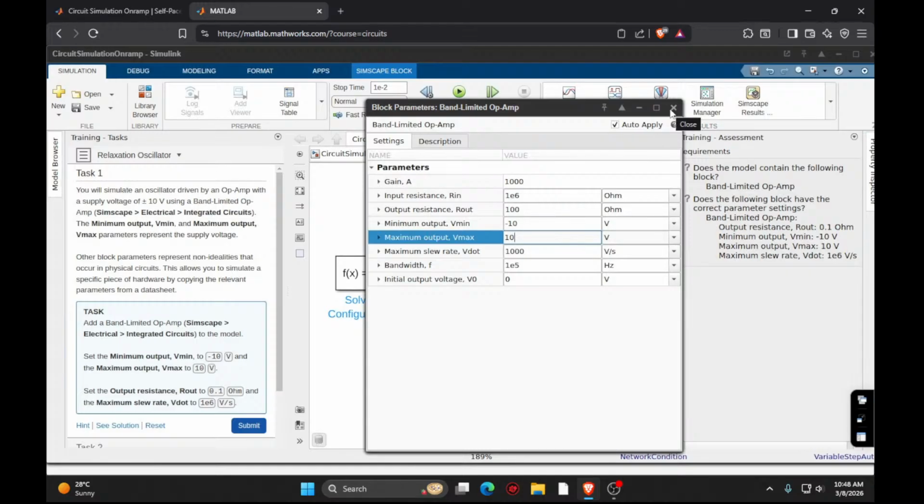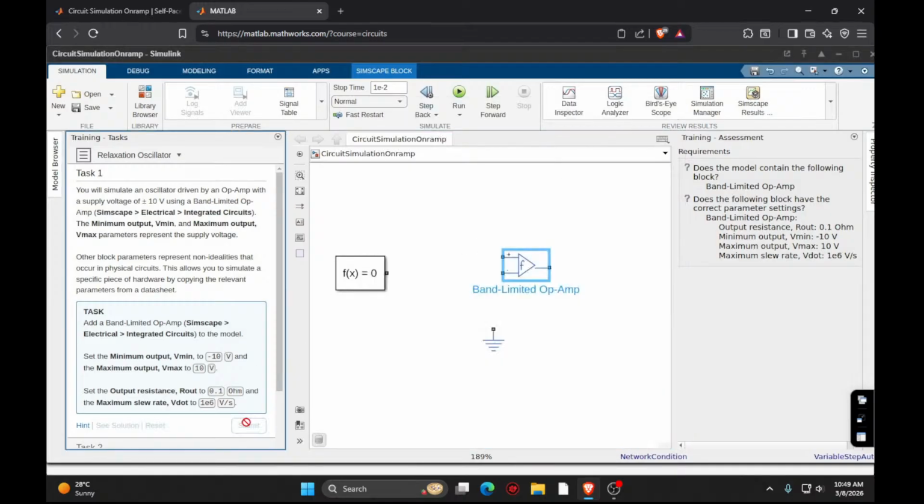Okay, set the output resistance. This is output resistance, set to 0.1 ohms, 1 ohms, and the input resistance is perfectly set. And the maximum slew rate, this is maximum slew rate, set to be 1e6. Okay, submit. Next.